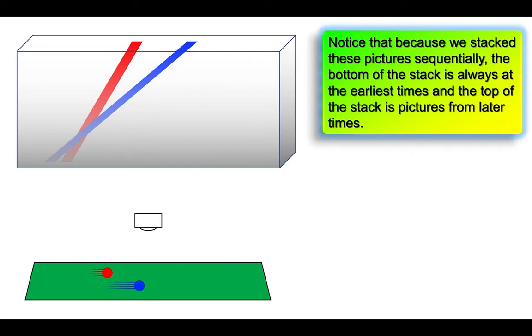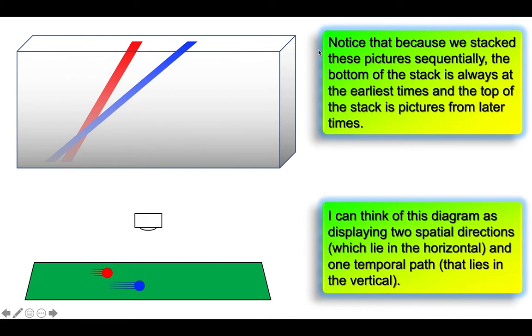Now, notice that in all of these thought experiments we conducted, we stacked the pictures sequentially. So the picture on the bottom of the stack is always at the earliest time, and the picture on the top of the stack is always at the latest time. So in a way, I could think of this diagram I created as displaying two spatial directions. Basically, these all lie horizontally, the same in the photograph, and these describe the location of the balls at a very specific moment in time.